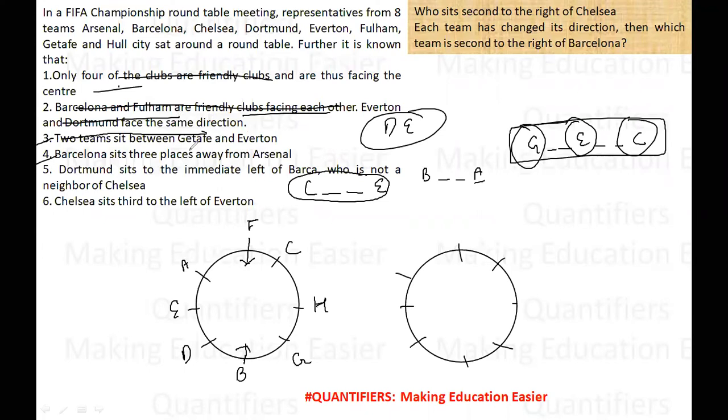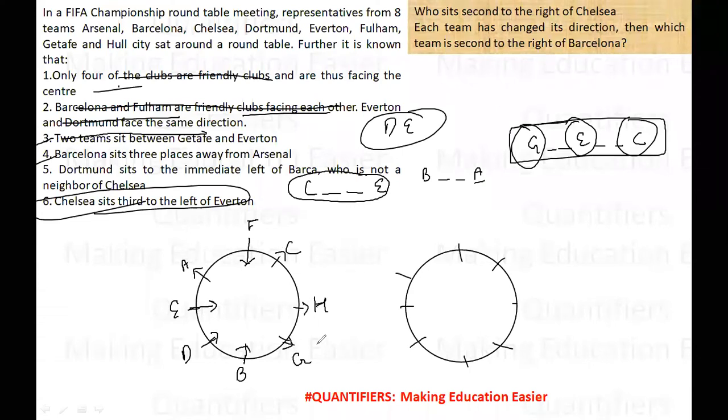Chelsea sits third to the left of Everton. If I am taking the Everton direction outside, then Chelsea will be third to the right. But it is known that Chelsea is third to the left, which means Chelsea's direction is inside. So Everton this way, Chelsea this way. And since I know that D and E have the same direction, D is also this way. So these 1, 2, 3 and 4 clubs are friendly clubs facing inside, and the rest of the clubs will face outside.